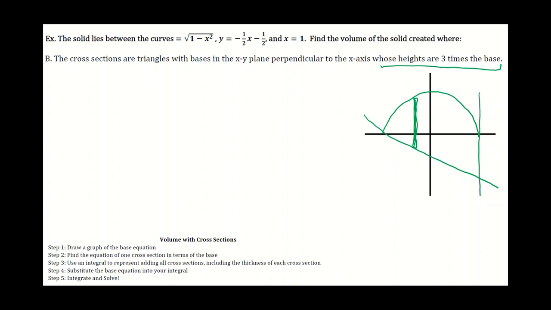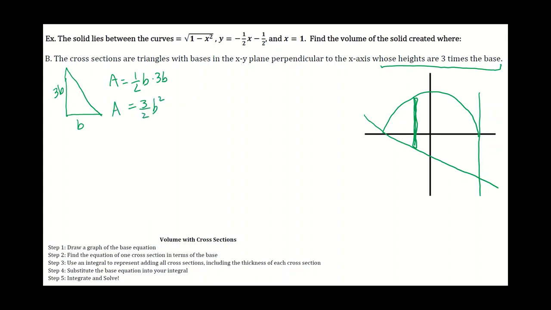So then we need to find the equation of one cross section in terms of the base. So I have a triangle. Its height is 3 times the base. So if the base is here, and remember, always draw your base as horizontal, then the height is going to be 3b. So the area of one slice is going to be 1/2 base times height. So that's 3/2 b squared is the area of one slice.